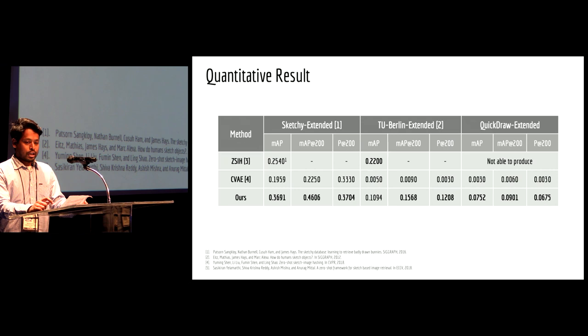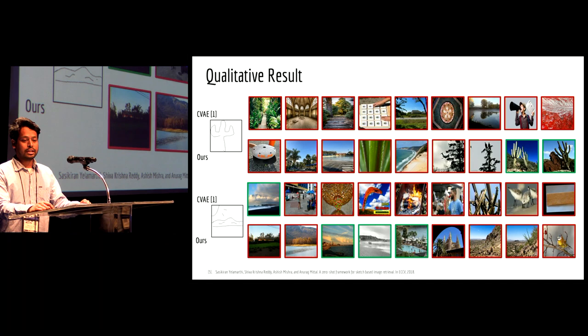Moving forward to the qualitative results, though it seems the results are bad, it's actually a really difficult problem to solve the domain gap. The retrieved images have feature similarities, visual feature similarities as well as semantic.